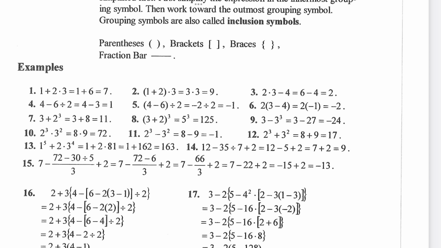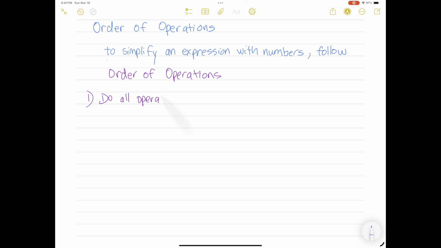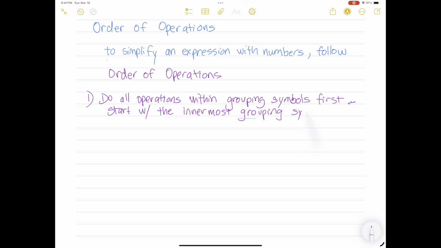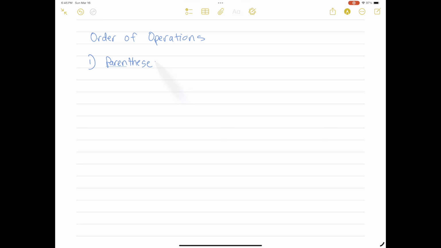To simplify an expression with numbers, we use the following order of operations. Number 1, do all operations within the grouping symbols first, starting with the innermost grouping symbols. Grouping symbols are also called inclusion symbols, and they include parentheses, brackets, braces, and the fraction bar. For shorthand, I'll just say that number 1, we do parentheses first.